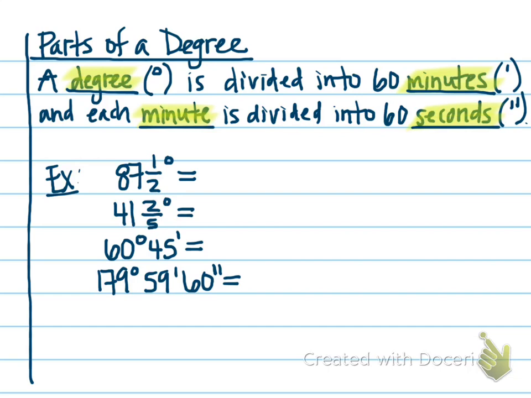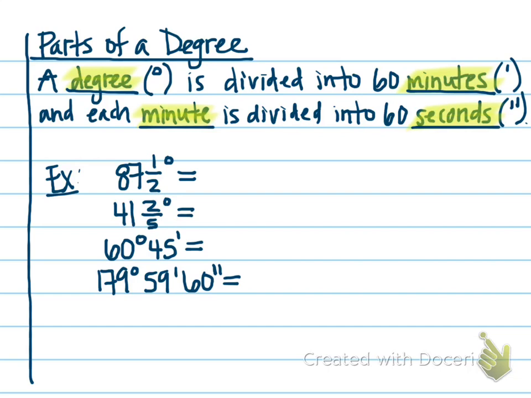We use this little tick mark to represent minutes. Each of those minutes can be divided into even smaller parts, which are called seconds. And 60 seconds makes up 1 minute, and we use the double little tick to represent the seconds. So if you think of this like a clock, where degree is like hours, which breaks down into minutes and seconds, it helps you when you're doing some of these conversions. So for example, here are four examples.